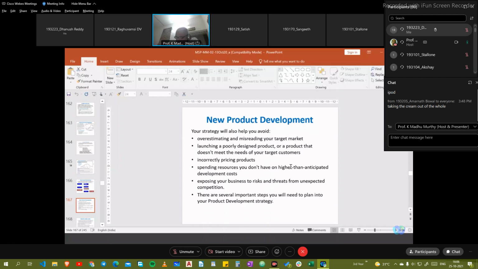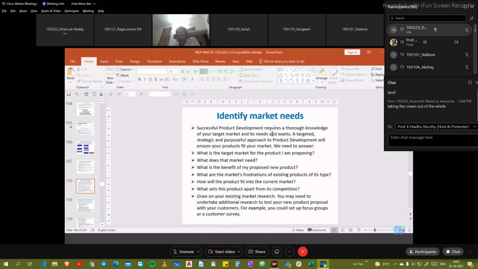You're unaware of the trends that are taking place and the likelihood of others who are entering into the field. And there are several important steps that we need to plan into product development strategy. Firstly, identifying market needs. What is the target market for the product proposed? And what does the market need? What is the benefit of the proposed new product? And what are the market's frustrations with existing products and its type? How will it fit into the current market?